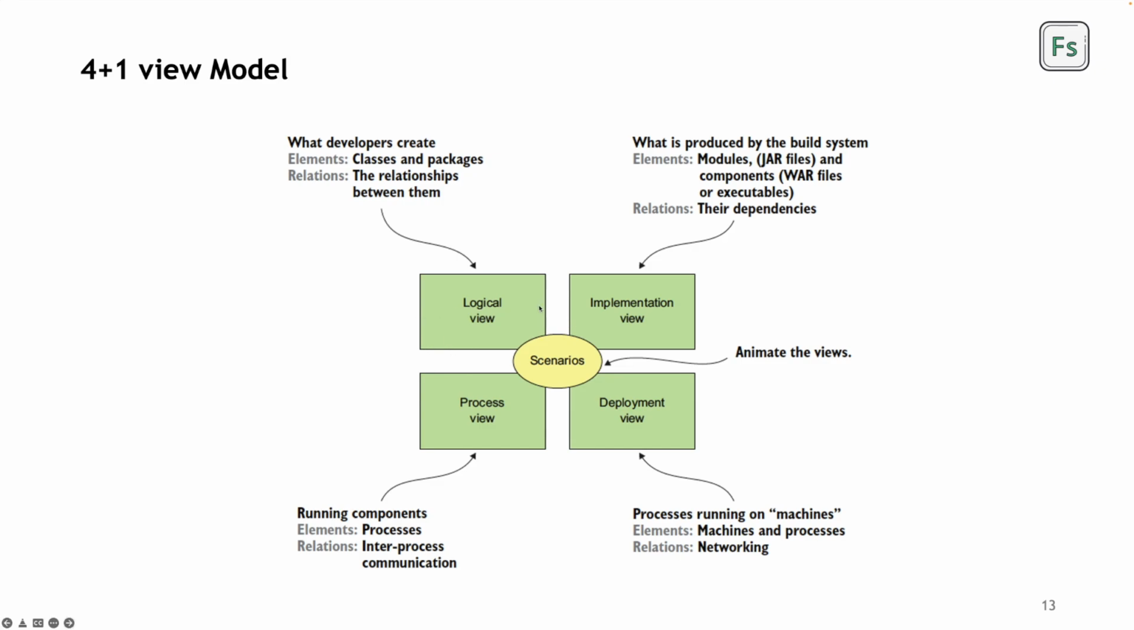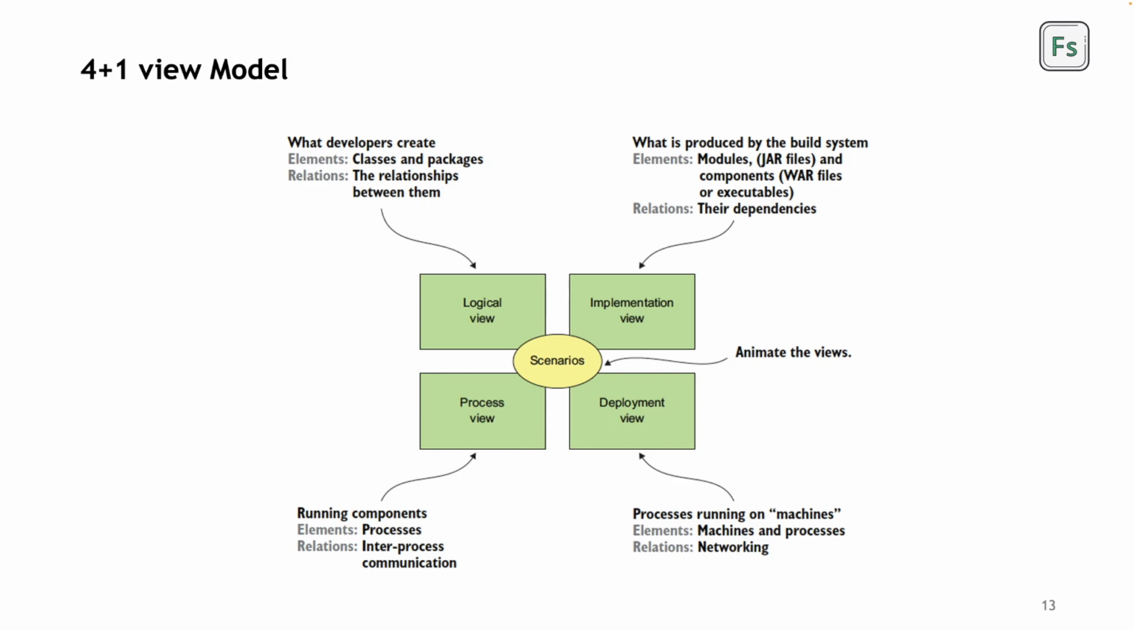There are 4 different categories, and then there's one in the middle. So there are actually 5 different views, but this view is so important that it basically drives all the other views. That's why he named it the 4+1 view model. So let's discuss this.